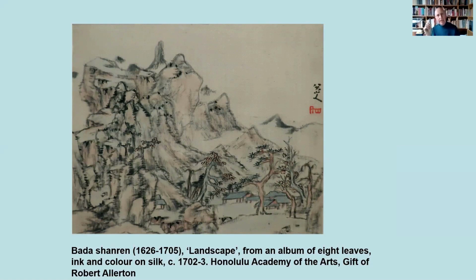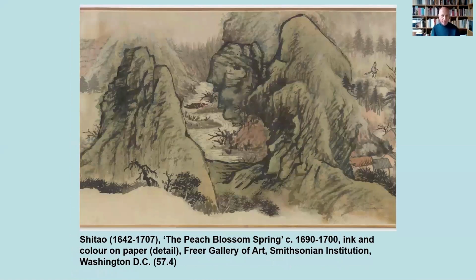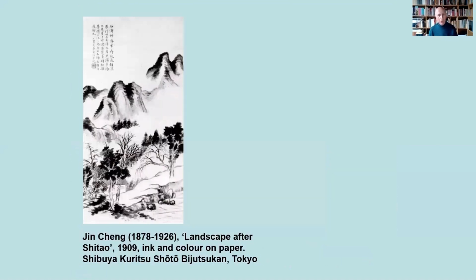And it's telling that it is the 17th century artists Bada Shanren and Shi Tao who provide Jin Shaocheng with a point of familiar reference. These two artists, Shi Tao in particular, were gaining hugely in popularity at this point. Jin had both collected his work and himself painted at least one landscape after Shi Tao by this stage in his career.